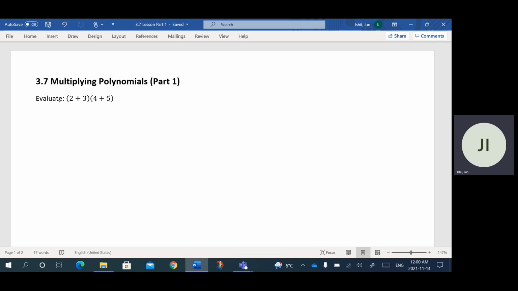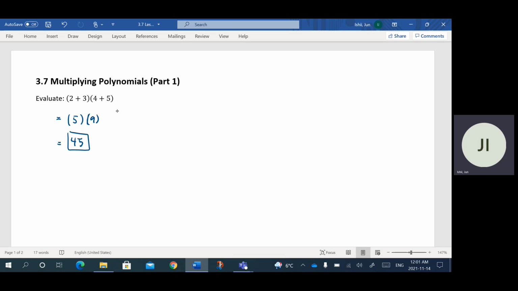All right, so here we want to evaluate 2 plus 3 in brackets times 4 plus 5 in another set of brackets. According to BEDMAS, you need to do the brackets first, right? So 2 plus 3 is 5, that's the first set of brackets. 4 plus 5 is 9, the second set of brackets. If I multiply these together, 5 times 9 is 45.